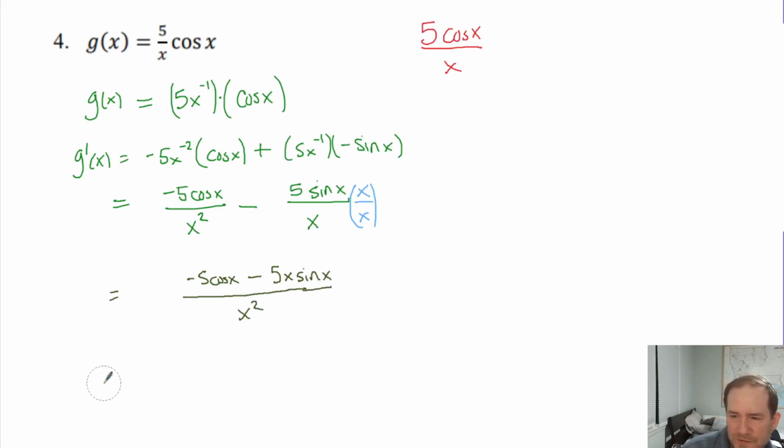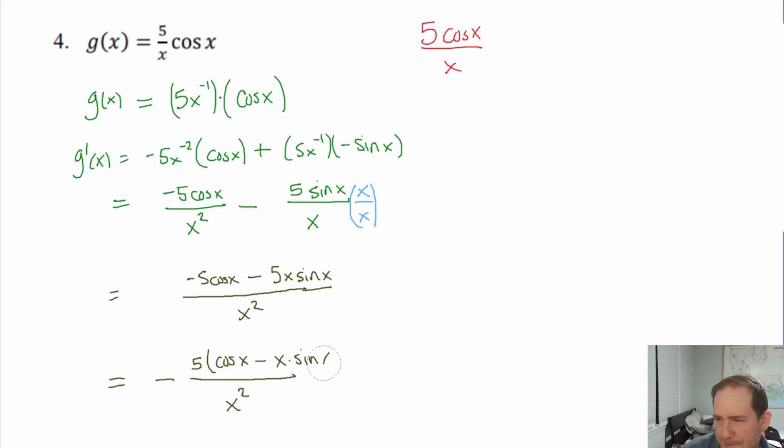Which brings us pretty close to our final and best answer. I certainly see a common factor of negative 5, so I'll pop that out. I think I'll put the negative out in front of the whole fraction, like you know I like to do. Then I'm factoring out a 5, leaving me with cosine x minus x times sine x. And then I don't think we do any better than that.